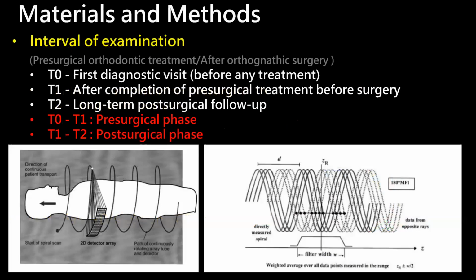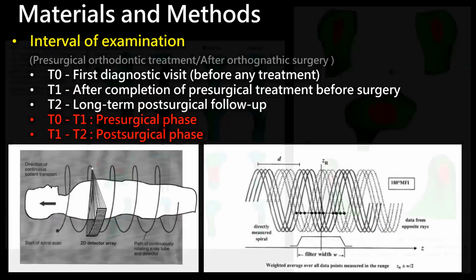For the interval of examination, there were two intervals we have mentioned before. T0 is the first diagnostic visit before any treatment. T1 will be after completion of the presurgical orthodontic treatment, before surgery. T2 will be the long-term post-surgical follow-up, after OGS. So T0 to T1 is the presurgical phase, and T1 to T2 is the post-surgical phase.